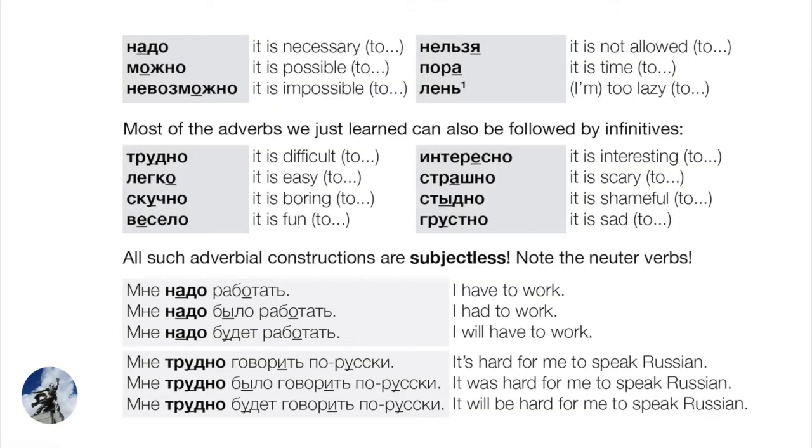Now what if we made that past tense and we wanted to say I had to work? Well, we just have to remember that we need to include the past tense verb, and since we have no subject, the form of the verb is going to be neuter. So it's going to be again, было. Мне надо было работать. Or future tense, мне надо будет работать. Let's take another example. It's трудно. Мне трудно говорить по-русски. It's hard for me to speak Russian. Past tense would be мне трудно было говорить по-русски. Or future, мне трудно будет говорить по-русски.